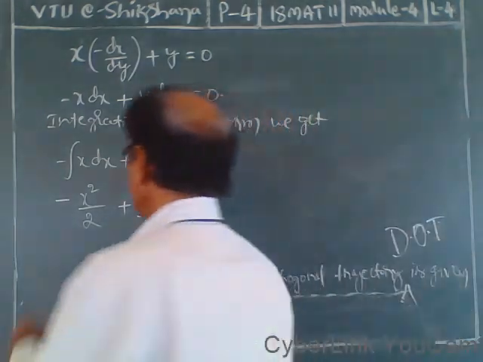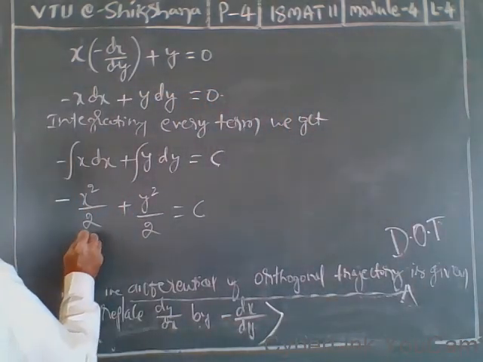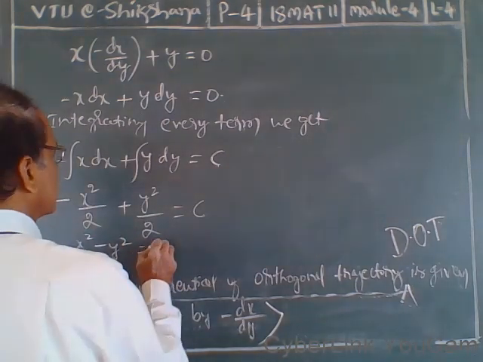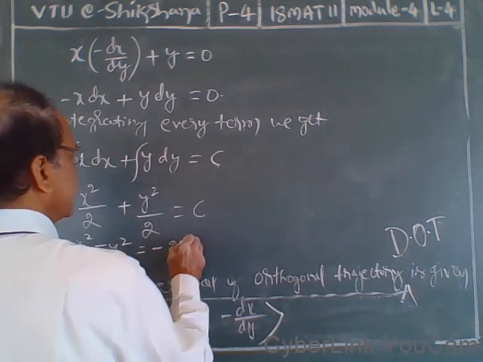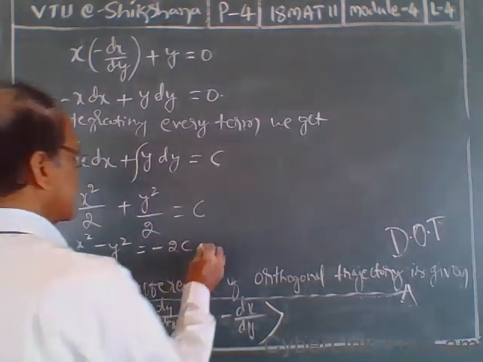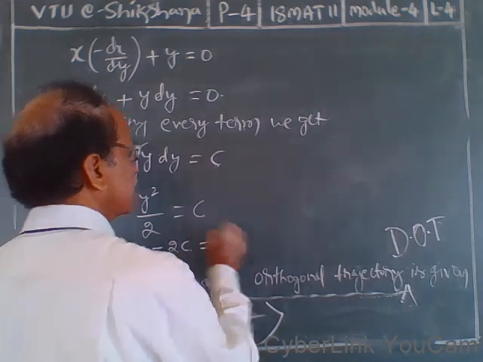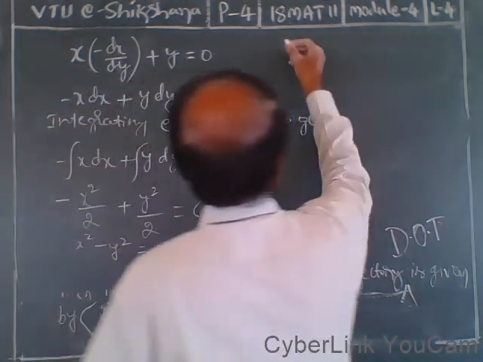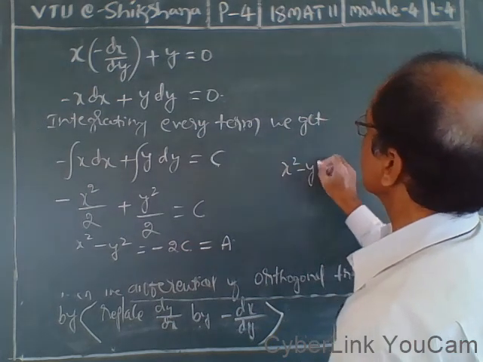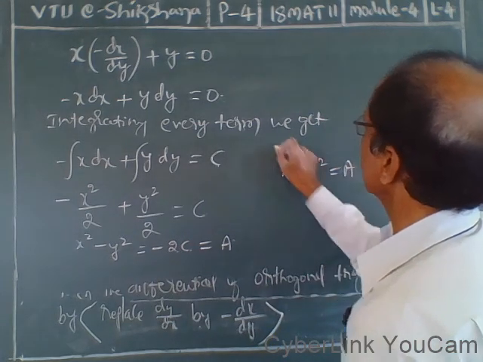So this can be written as x square minus y square equal to minus of 2c; 2 is common, and send this minus to the right side. That is equal to something like a. Therefore, finally we are getting x square minus y square is equal to a.